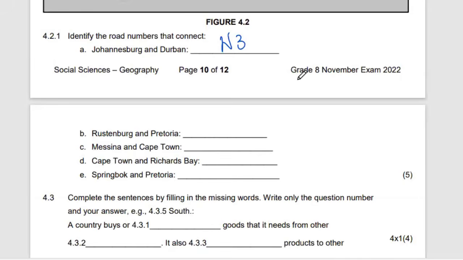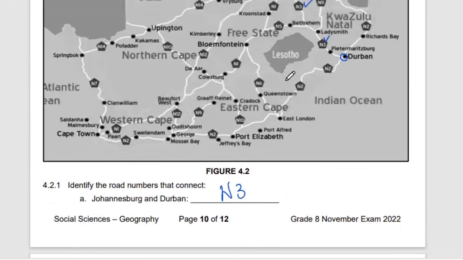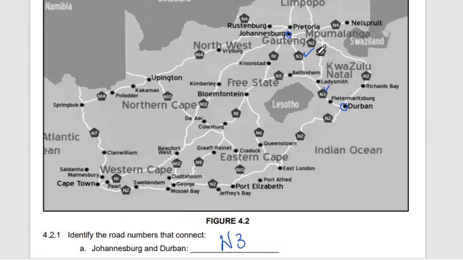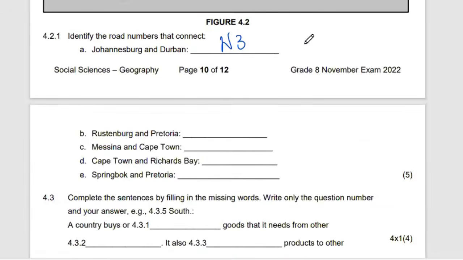Rustenburg to Pretoria. You check again on the map. Where is Rustenburg? Rustenburg is in the northern part, which is here. And your Pretoria is here. This road, you can see it proceeds from Pretoria and Rustenburg, going into Botswana, which is National Road number 4. So Rustenburg and Pretoria are connected by the N4.